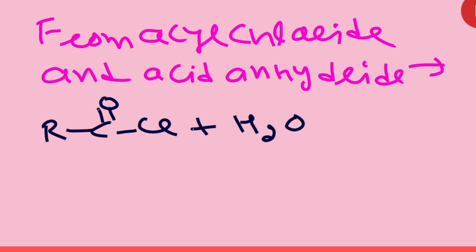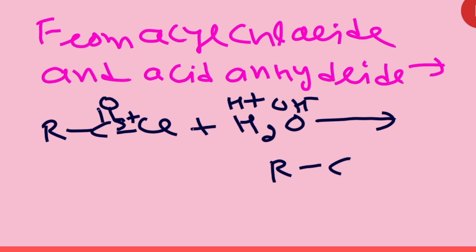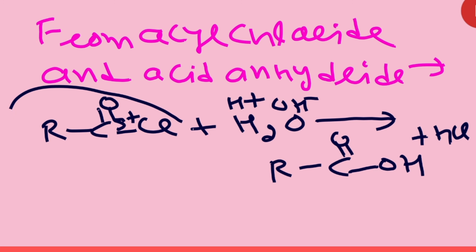What are we going to add? We are going to add the water molecule into that. This contains H positive and OH negative. C always contains positive charge, so that is why RCOOH. What will come there? RCOOH plus HCl. What have we made? We have made the carboxylic acid by simply doing the hydrolysis of acid chloride.